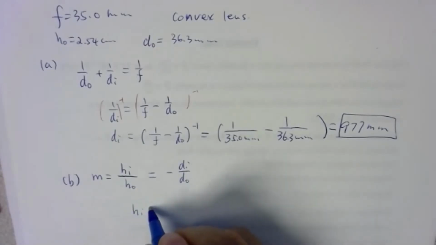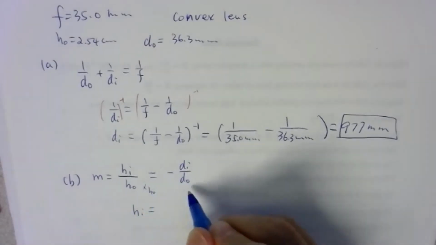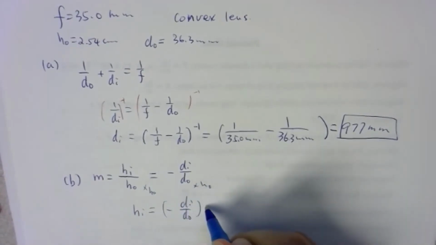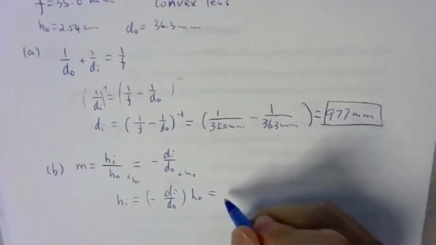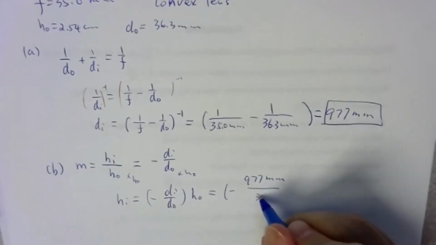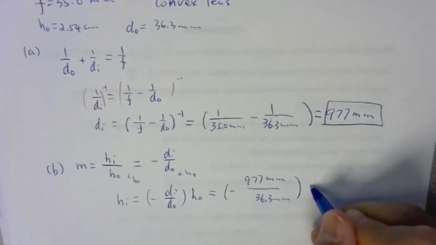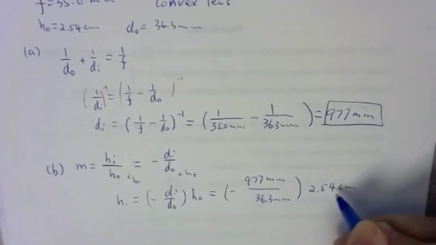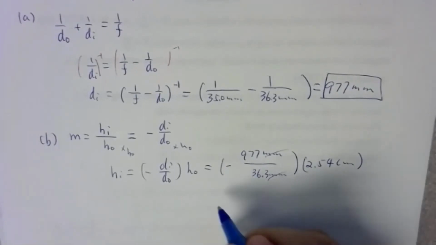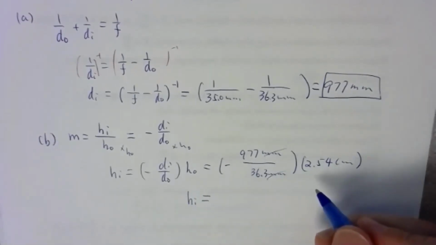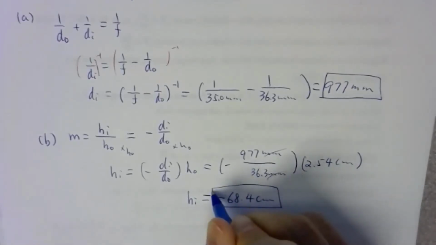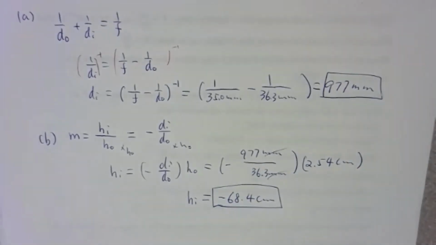So from here, you can see your HI is equal to, you multiply both sides by HO, right? So minus DI over DO times HO. So then minus of DI is 977 divided by DO, 36.3, and then times the HO, 2.54 centimeter. Okay, millimeter and millimeter will cancel out. Then you can have your result in centimeter. So HI is equal to negative 68.4 centimeter. Okay, that's the height of your image. It's actually a very large image.